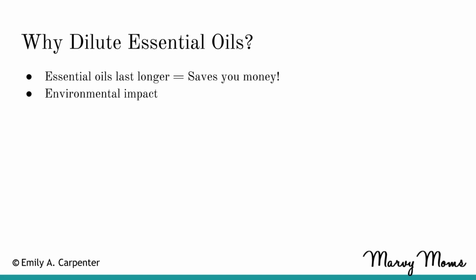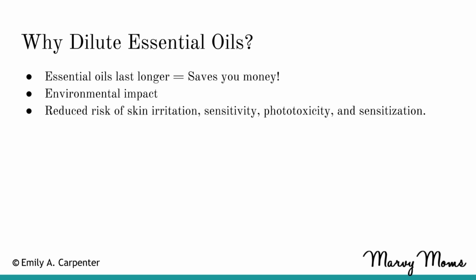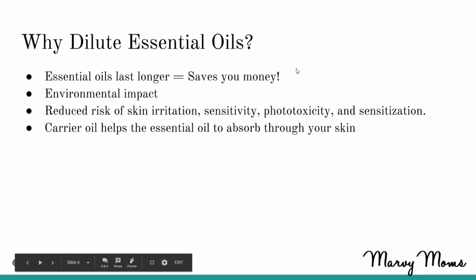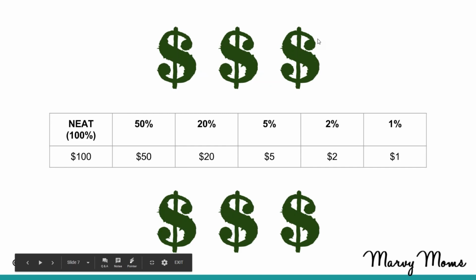So then there's the environmental impact of diluting essential oils. Again, it makes our products last longer, and as far as time, it gives us a lot more uses out of it. It takes a lot of plant material to make an essential oil. Dilution also reduces the risk of skin irritation, sensitivity, phototoxicity, and sensitization. The carrier oil helps the essential oil absorb through your skin at a rate that you want it to, rather than maybe too quickly. So back to the financial part.